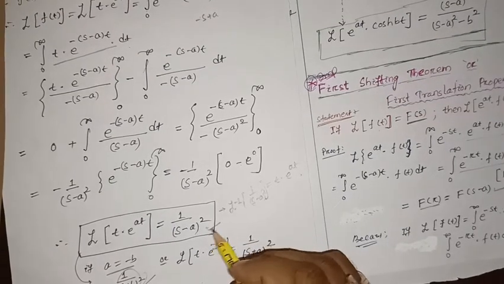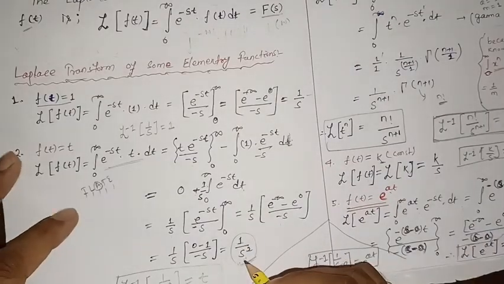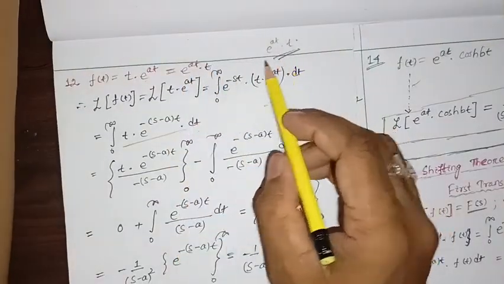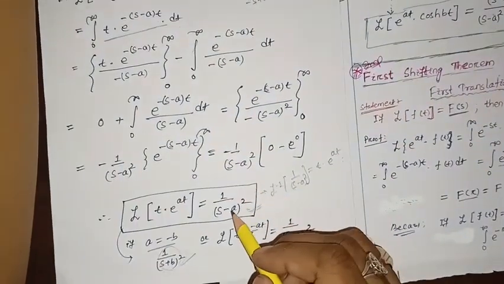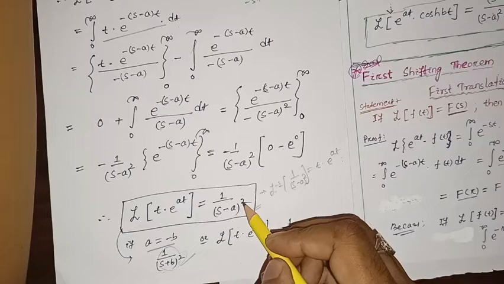This one here, 1 by s minus a whole square. Here 1 by s square only for t. If I multiply e to the power at dt, likewise, according to the first shifting theorem, instead of s it will be s minus a whole square, right?